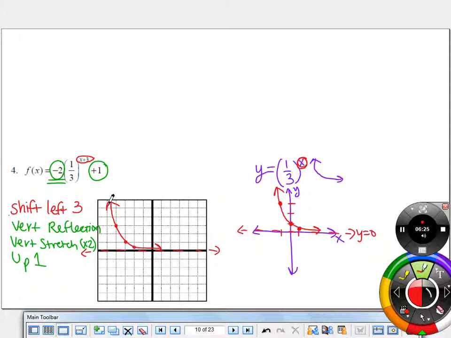The next thing I'm going to do is a vertical reflection. Okay? So I'm going to take my graph. Oh, sorry about that, you guys. Erase all of this. I'm going to take my graph and reflect it vertically, which means up to down, down to up.